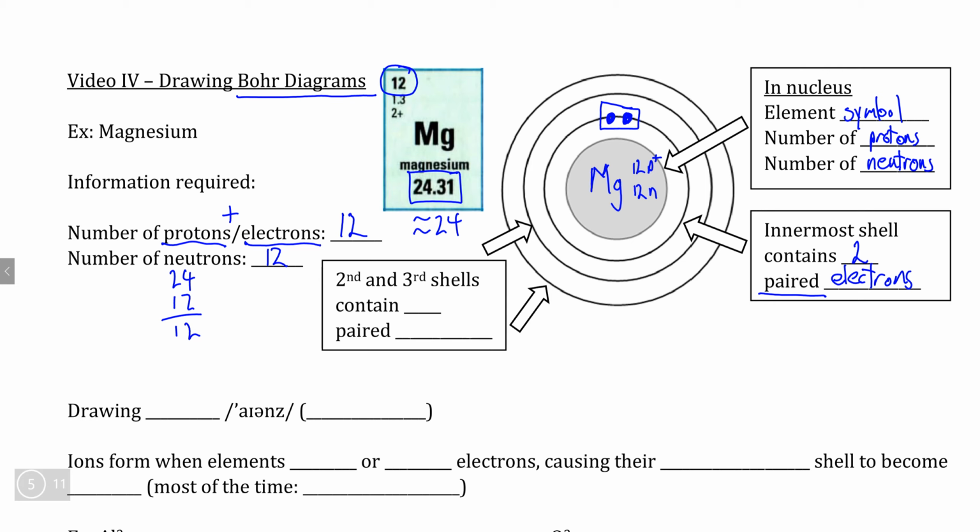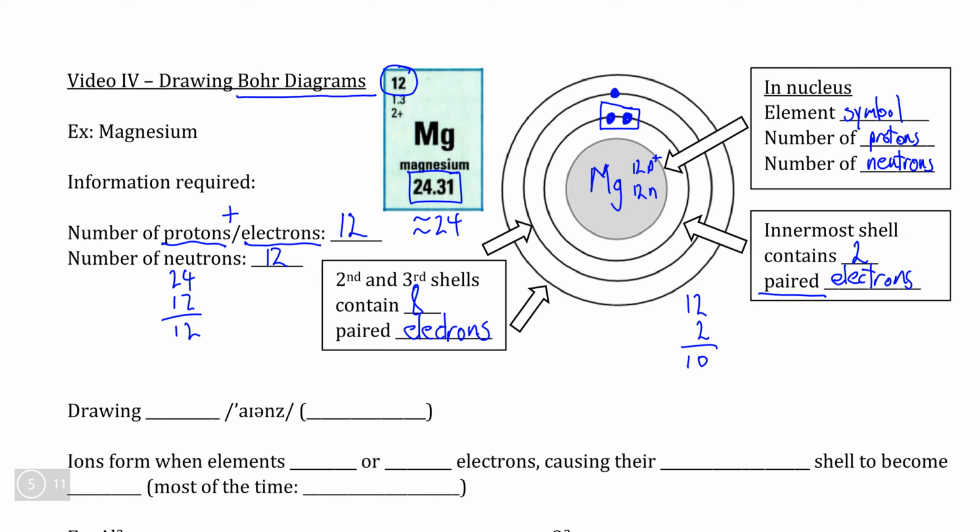Now, when we're keeping track of the total number of electrons, it helps to keep a tally here. So there are 12 total electrons. We have used 2 in the innermost shell, so now we have 10 that we can use in the outer 2 shells. If we go outward from the innermost shell to the second and third shells, each of these shells can hold a maximum of 8 electrons that exist in pairs. So let's go ahead and fill up the second shell with 8 electrons.